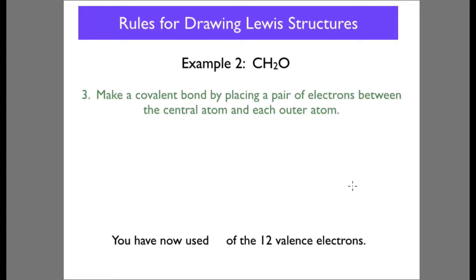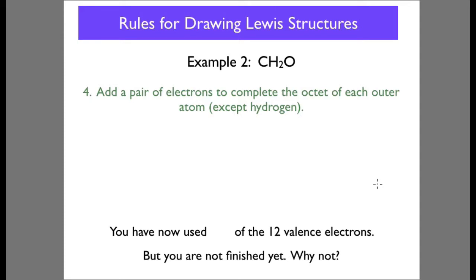Step 3. Make covalent bonds by placing a pair of electrons between the central atom and each outer atom. There we go. We've now used 6. 1, 2, 3, 4, 5, 6 of the 12 valence electrons. Step 4. Add a pair of electrons to complete the octet of each outer atom except hydrogen.